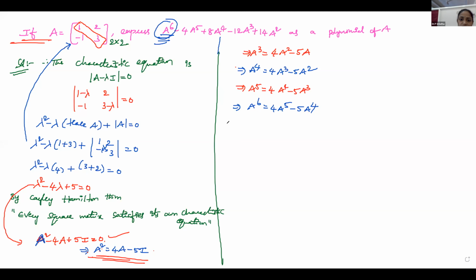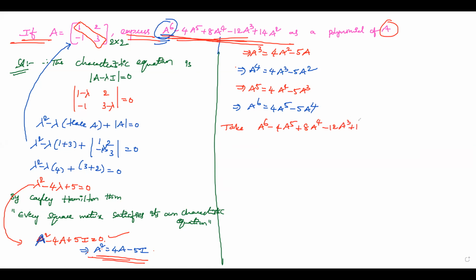We have to simplify this one in terms of a, right? So this is our given polynomial. The given polynomial is a power 6 minus 4a power 5 plus 8a power 4 minus 12a cube minus 14a square. Okay, so what is the highest power here? Power 6, ma'am. A power 6.